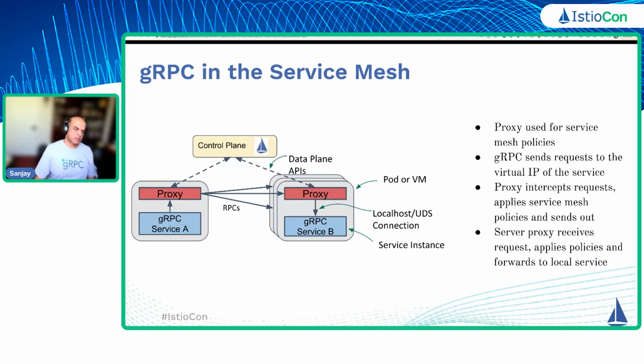Envoy is the most popular proxy and it is used in Istio. It supports HTTP, HTTP2, gRPC, and also L4 protocols. On the client side, Envoy intercepts requests or RPCs, applies service mesh policies, and sends them out. On the server side, Envoy receives requests or RPCs, applies policies, and forwards them to the local service. This diagram shows the flow of gRPC using Envoy in the service mesh.